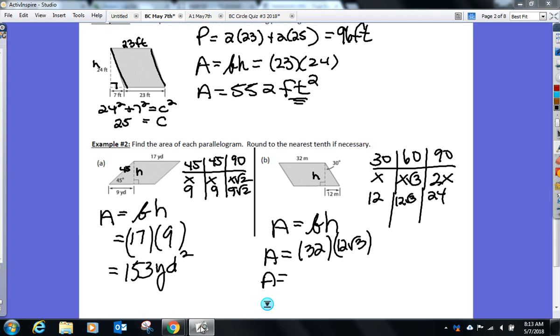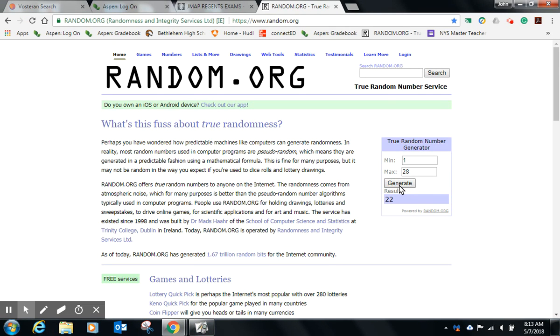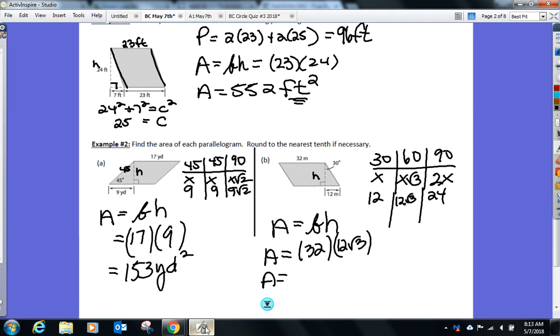What do you got? Nearest tenth? There they go. And the units. I like it. All right, because odds are in an honors class, you're not going to get a basic area problem. You'll get something with a 30-60 or 45-45 we've done before.